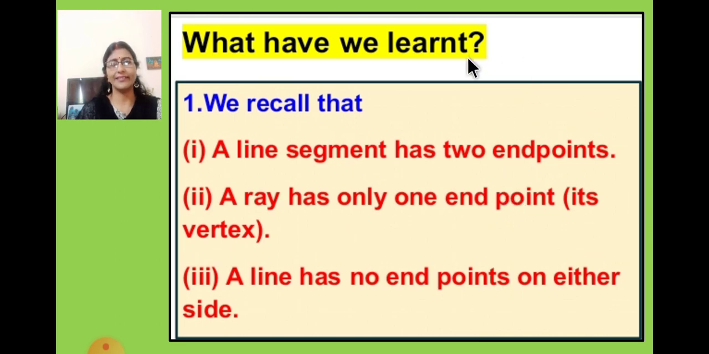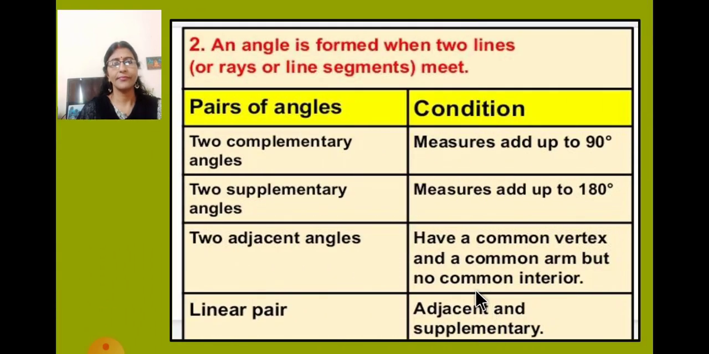What have we learned? Let us recall what we have learned in the previous session. We recall that a line segment has two endpoints. A ray has only one endpoint, that is its vertex. Then we have learned a line has no endpoints on either side. Next we have learned an angle, how an angle is formed. An angle is formed when two lines or rays or line segments meet.